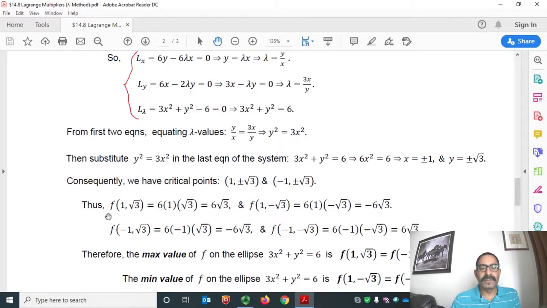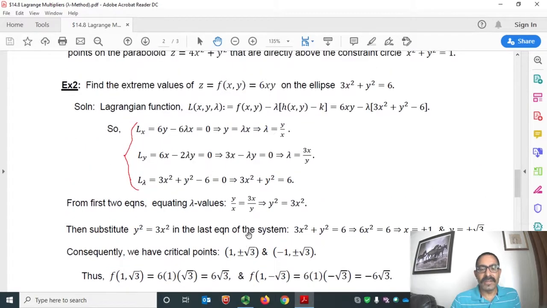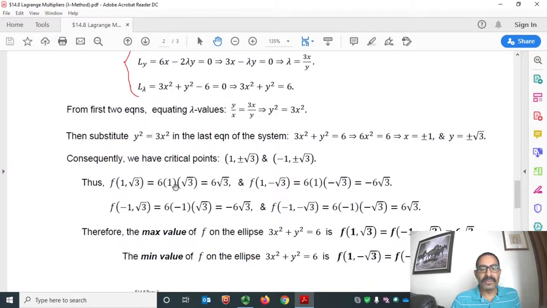So next step, evaluate our function at those points. Here is f at (1, radical 3). Again our function is 6xy. 6 times the x value, which is 1, times y, which is radical 3.